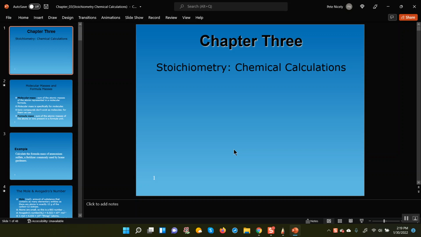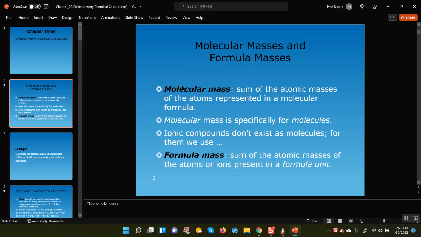Okay, so we're going to start with chapter 3 today. In chapter 3, we'll be dealing with this very important fundamental area in chemistry known as stoichiometry. Basically, stoichiometry is that area in chemistry which deals with quantitative relationships between substances involved in a chemical reaction. All right, so that's basically what stoichiometry is all about.